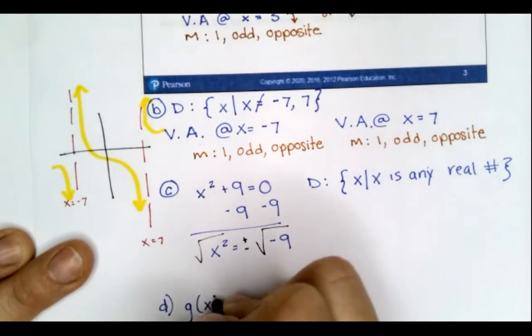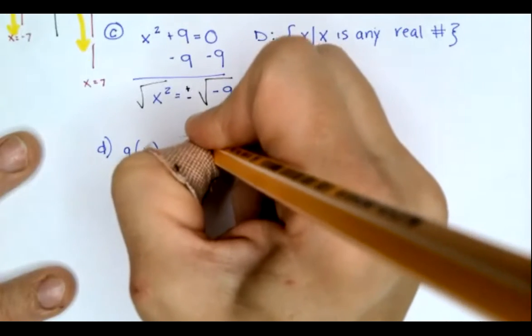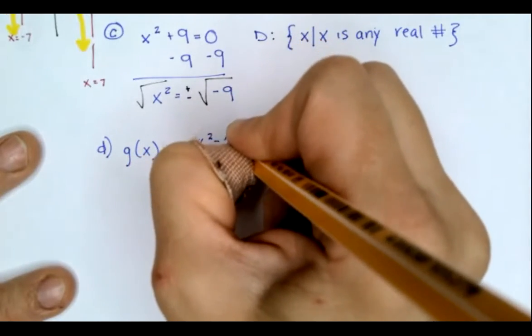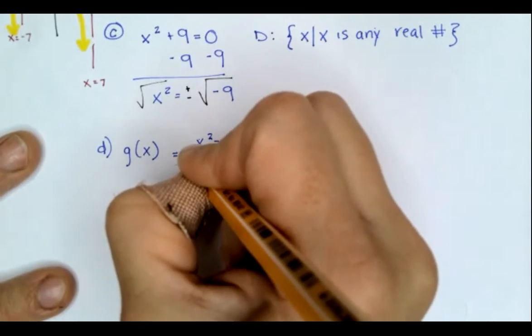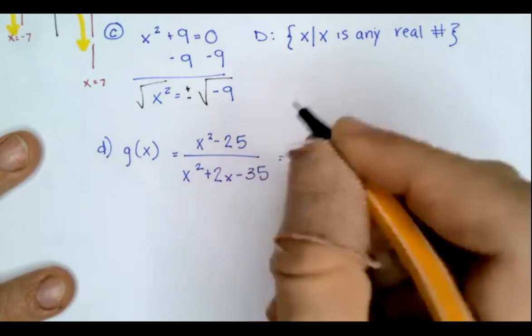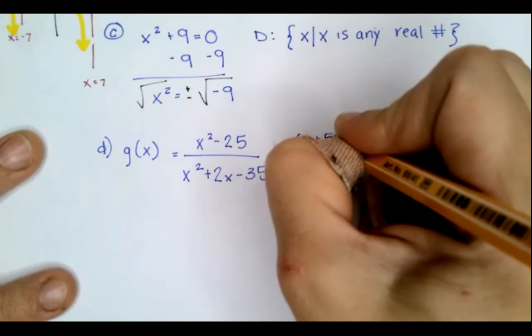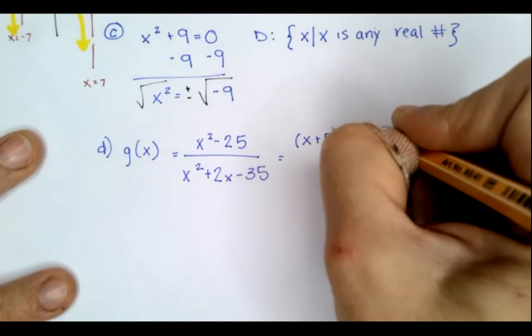G of x, can we see it? Equals x squared minus 25 over x squared plus 2x minus 35. So there's only one way to factor this. It's the difference of two squares, right? So it's x plus 5 times x minus 5.